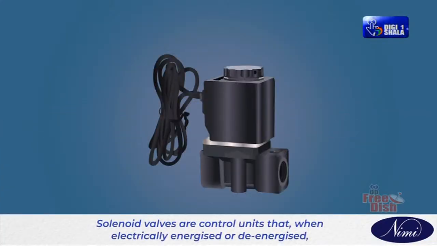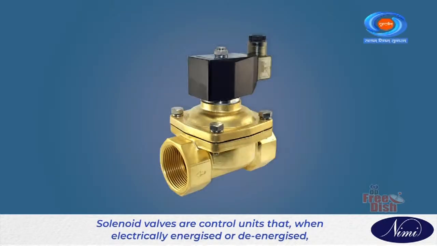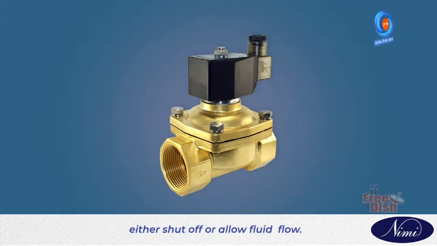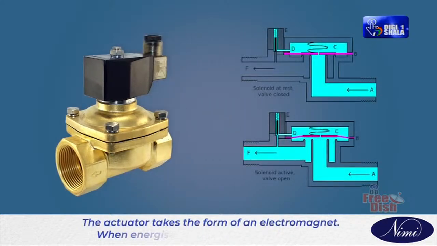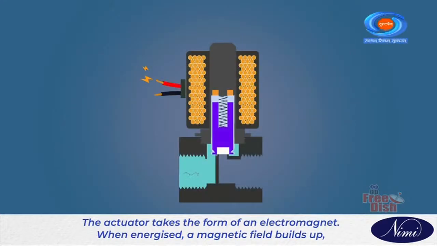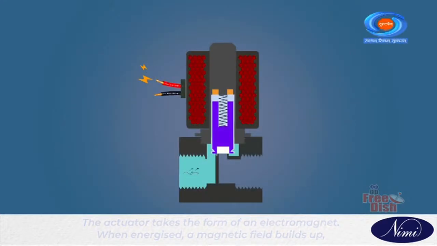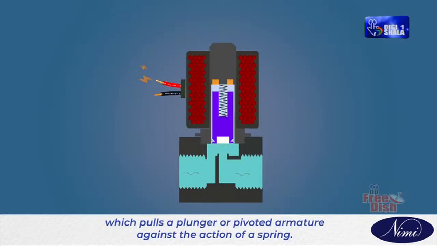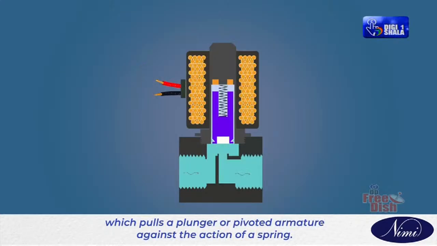Solenoid valves are control units that, when electrically energized or de-energized, either shut off or allow fluid flow. The actuator takes the form of an electromagnet. When energized, a magnetic field builds up, which pulls a plunger or pivoted armature against the action of a spring.